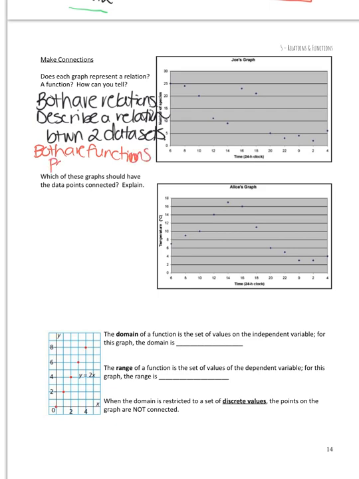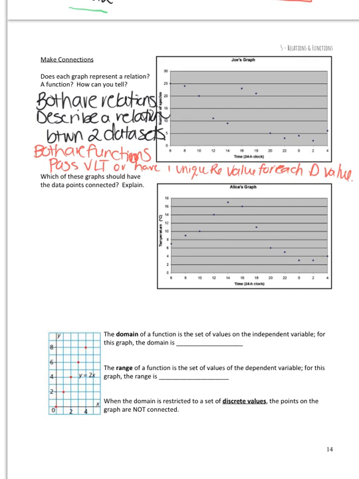Because they pass the vertical line test, or have one unique range value for each domain value.